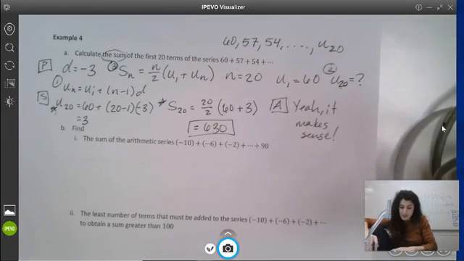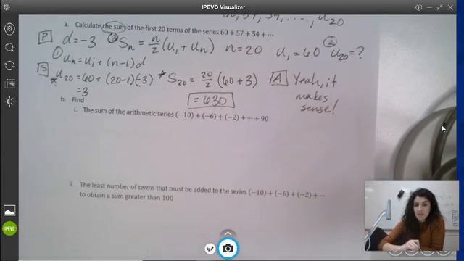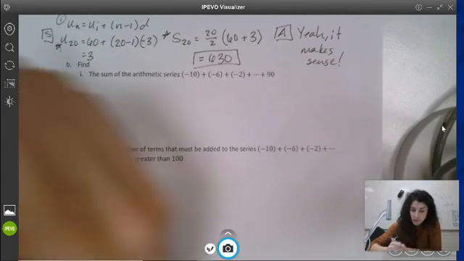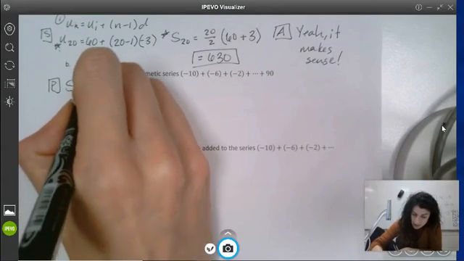All right, let's try this again. The sum of the arithmetic series. We're going to find the sum of the arithmetic series. Okay, so we need to find the sum. Well, I have a formula for that. Plan. My sum formula is.